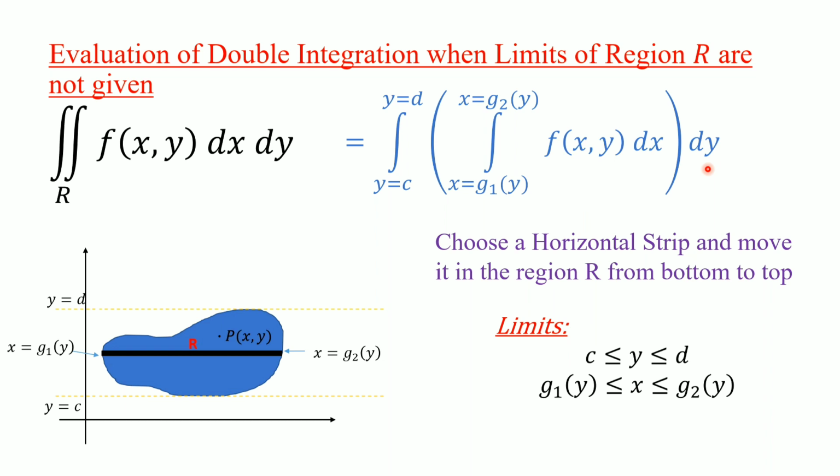You can observe here that x varies horizontally and y varies vertically. This is how you can remember it. If you want to integrate first with respect to x, you should always choose a horizontal strip because x varies horizontally. And if you want to integrate first with respect to y, you should always choose a vertical strip because y varies vertically if you look at the xy plane.